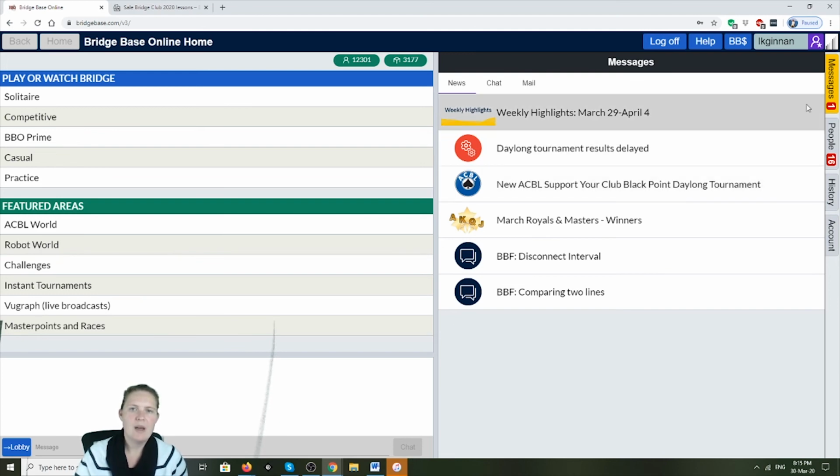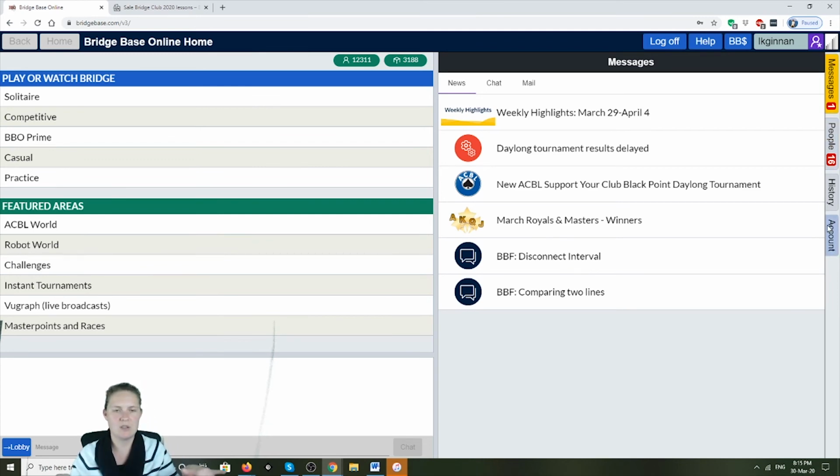Now, the important parts of admin, you've got a log off button up the top somewhere. And you've got 4 different tabs: messages, people, history, and account. They're on the right hand side if you're on a computer, but if you're on the iPad or a tablet, they're actually right at the very bottom.